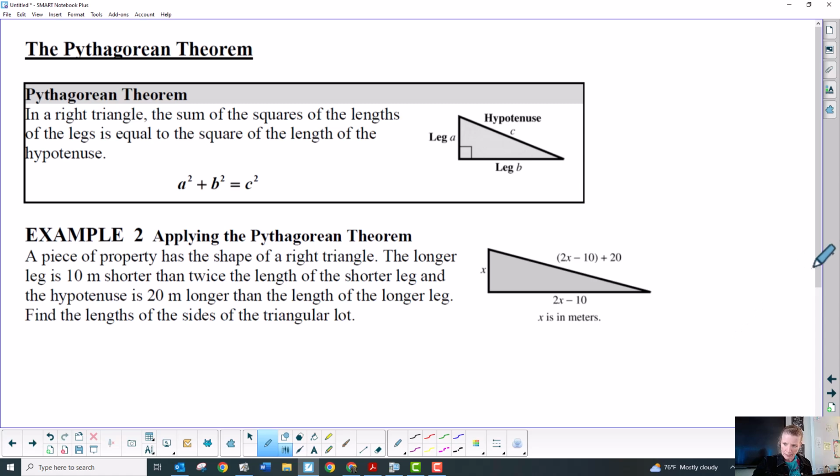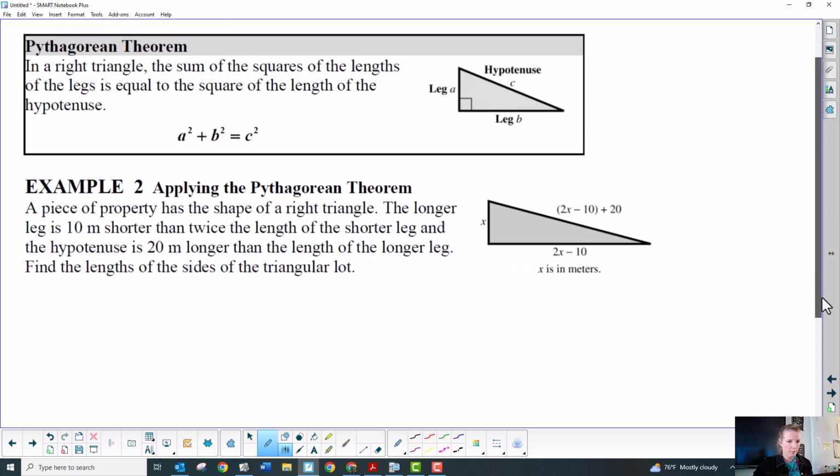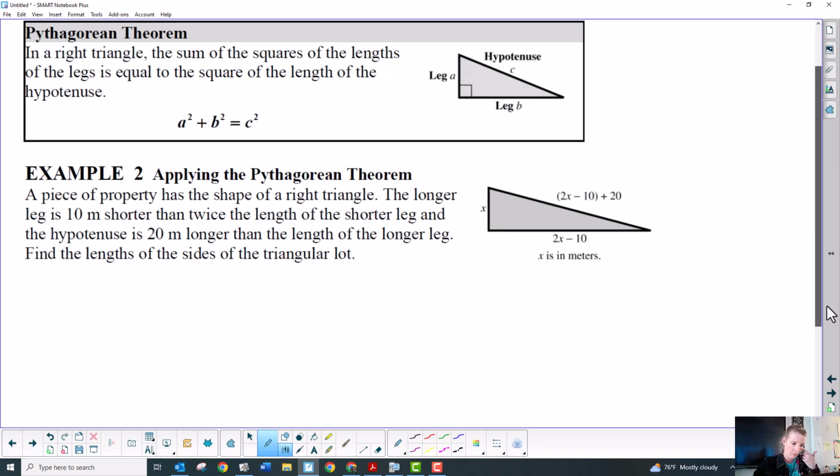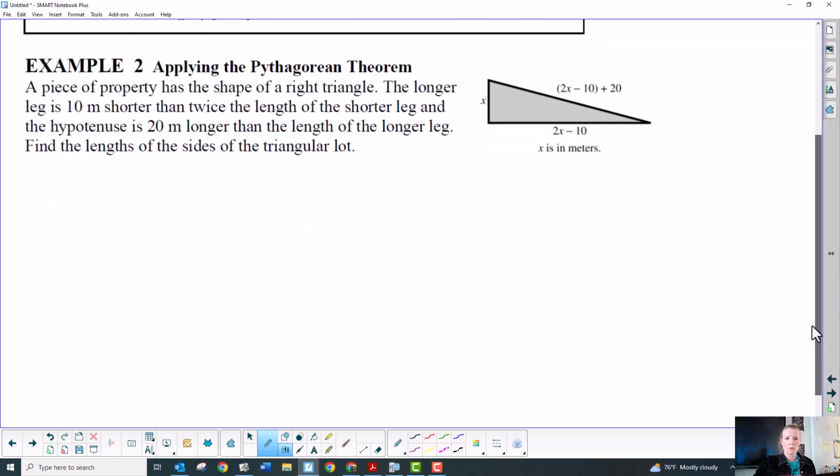The second kind, I'm applying the Pythagorean theorem to a triangle. A piece of property has the shape of a right triangle. The longer leg is 10 meters. They give you all this stuff, but they gave you a picture, so you don't even need the stuff. I'm just going to fill these into my formula, a squared plus b squared equals c squared, where this is a, b, c.